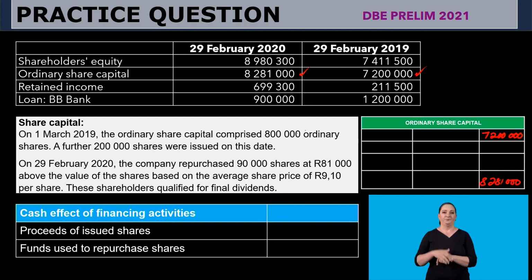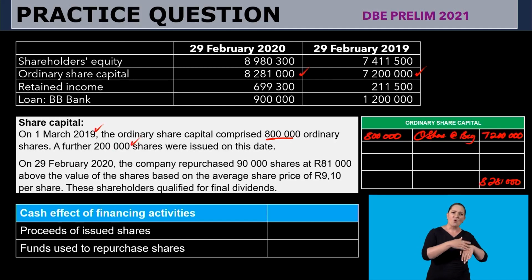All right, cool. Now, we are then told share capital on 1 March 2019. So this is the beginning of the financial year. The ordinary share capital comprised of 800,000 ordinary shares. So that means right at the beginning of the year, I have 800,000 shares. All right. So I'm going to say ordinary shares. This is at the beginning. Let's go. We are then told a further 200,000 shares were issued on this date. So here, a further 200,000 shares.